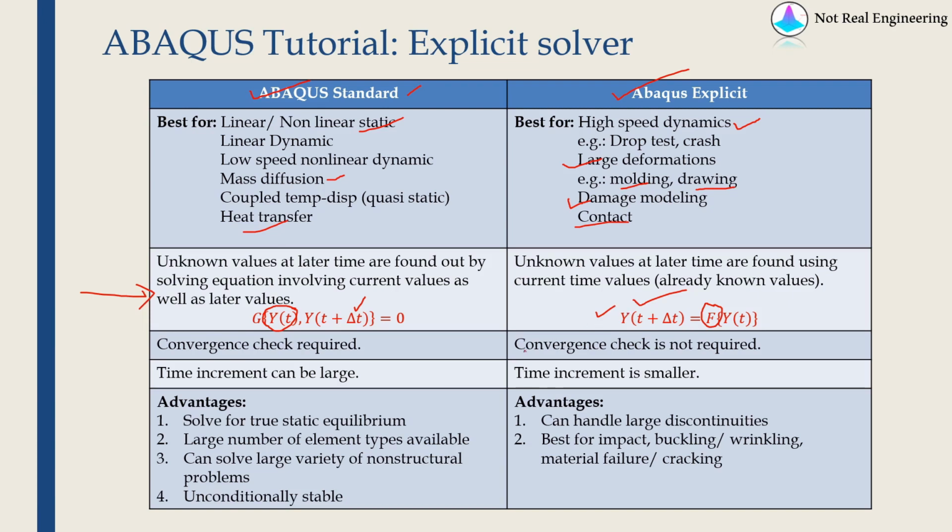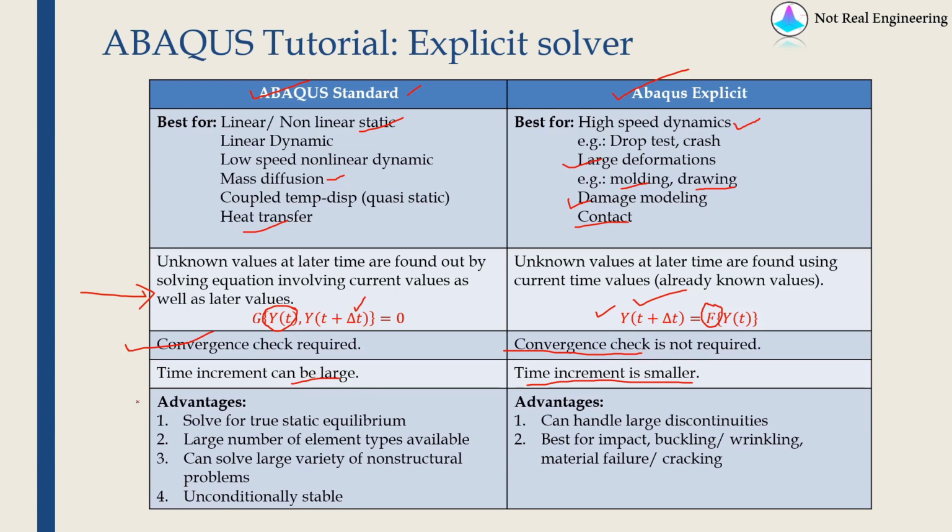Good thing about this is it doesn't require convergence check. On the other hand, in Abaqus Standard, we have to have convergence check. One downside of Abaqus Explicit is time increment has to be very small, but in Standard, time increment can be large. Not necessarily it will be large for every problem, but it can be.